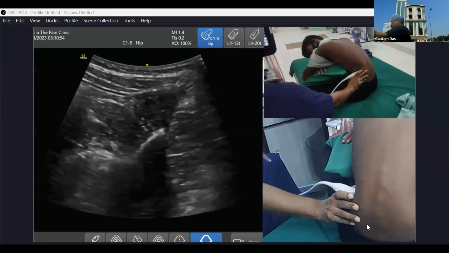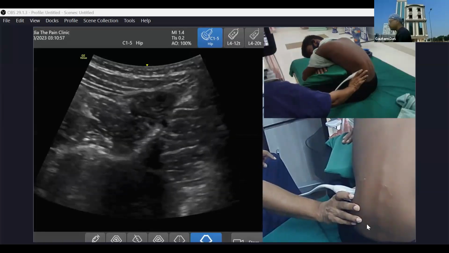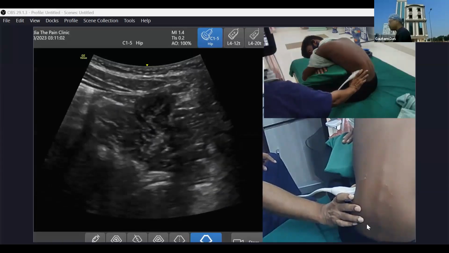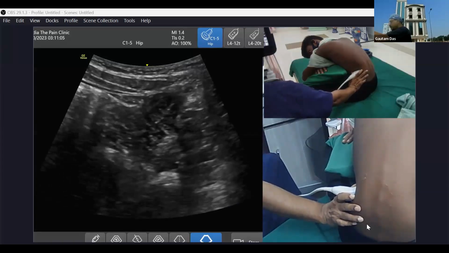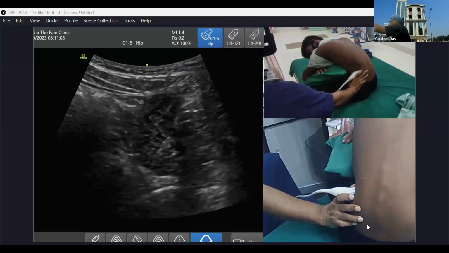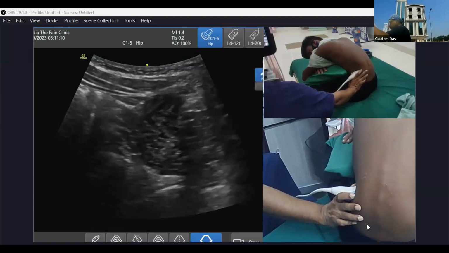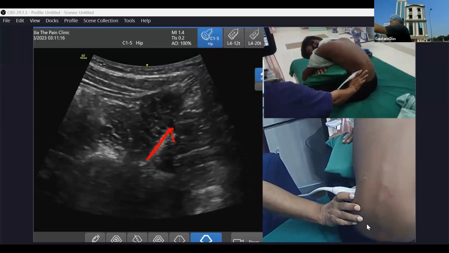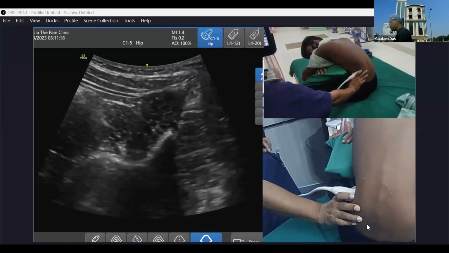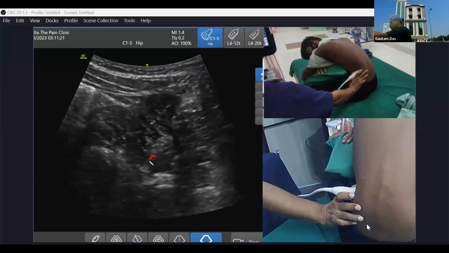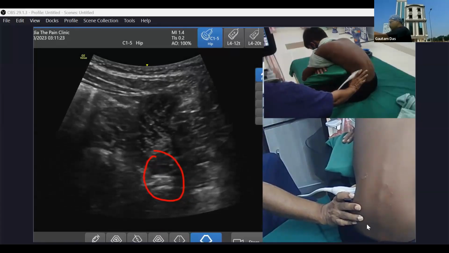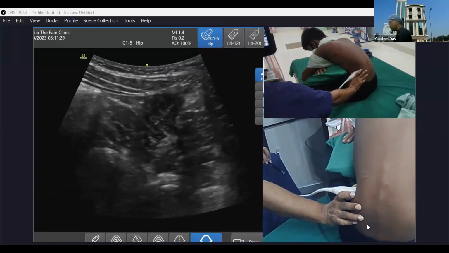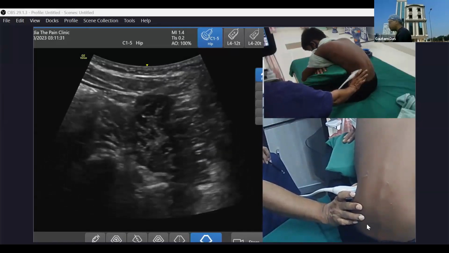Okay, now if I'm holding the probe a little more like this, and I'm tilting the probe, you see, the transverse process is vanished. When the transverse process is vanished, this is the area of the neural foramen. You see, the transverse process is seen. This projection is the transverse process. Now, tilting the probe, I'm in between the two transverse processes. And here, this is the foramen. You can see the nerve, this hyperechoic structure is your exiting nerve root. See, that is the exiting nerve root.